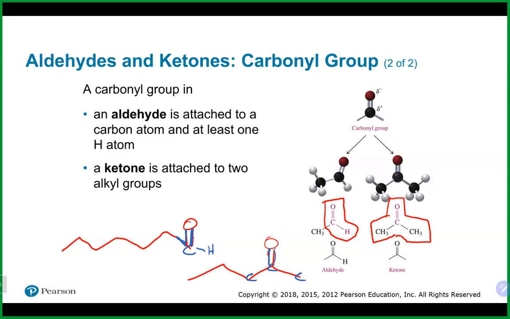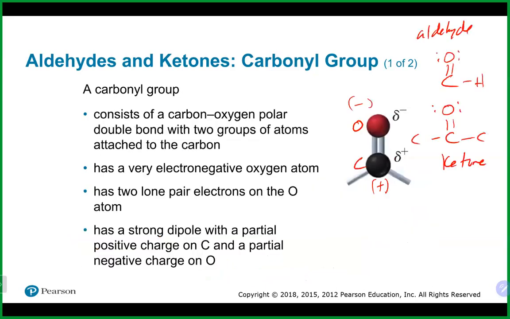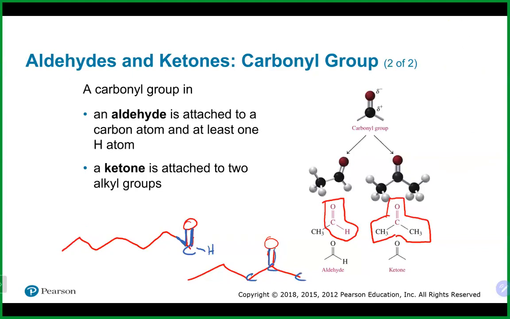Now, when we go to name these, we still fall back on, as we've been talking about, the first 10 alkane names. It is based on the longest continuous carbon chain, which here needs to contain the functional group, either the aldehyde functional group or the ketone functional group.